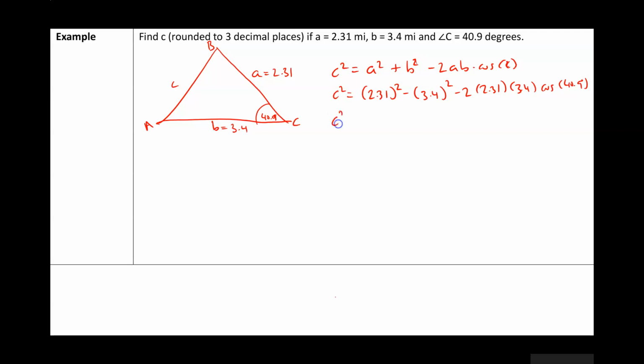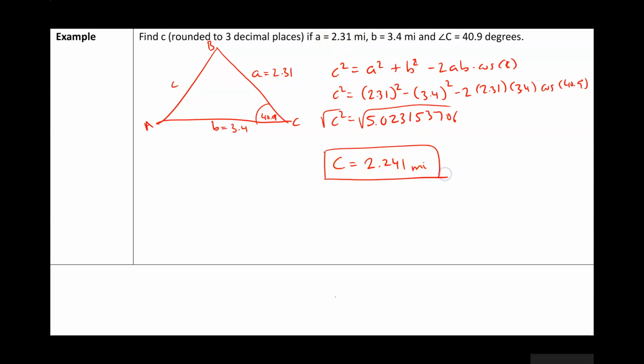Put this all into a calculator, which again, you can do just going left to right. Make sure that you use parentheses for this. And we're going to get C squared equals 5.023153706. Now, I recommend you do this on your own to make sure we're getting the same answer. And then we square root, so we're going to get C equals plus or minus, although we only take the positive, 2.241. And this is in miles, so we have to make sure we include units, which are going to be miles.